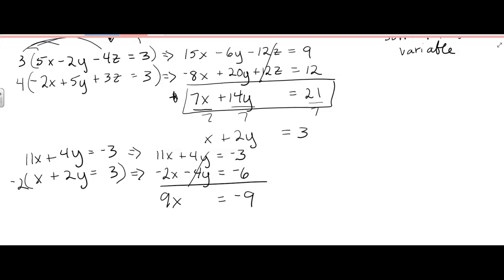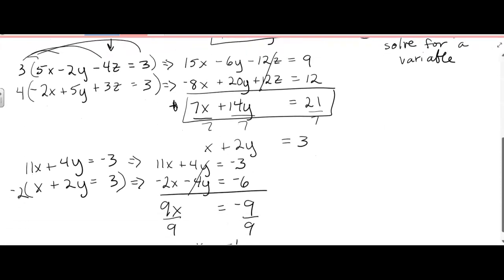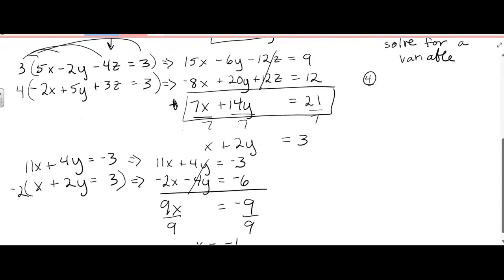Well, I like the looks of that. This is going to come out to be an integer. It doesn't have to, but it does make me feel better. And I get x equals negative 1. Yay! Okay, now, what number step am I at? 4. Back substitute to a 2-variable equation.